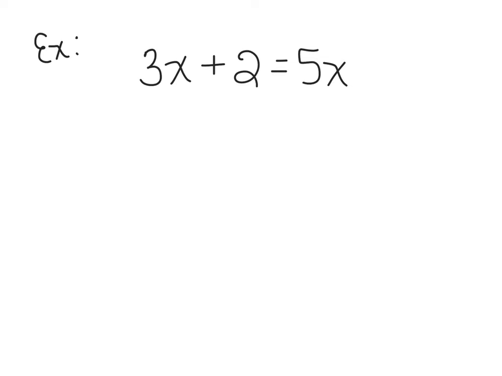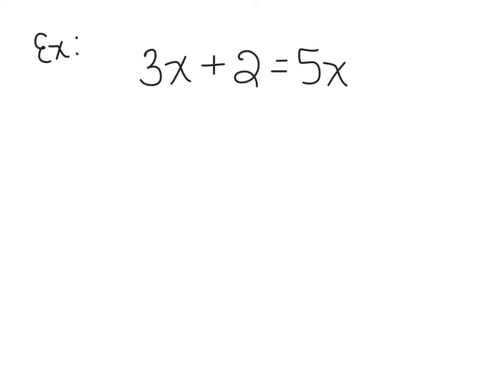Okay, so for this one, since I already have this 5x over here by itself with no other constants, I'm going to choose to move my 3x over to this side right here. All I have here is 3x plus 2. They're not like terms, so I can't do anything now. So I am choosing to move this entire term, not just the x, not just the 3, but the entire term to the other side by using an inverse operation.